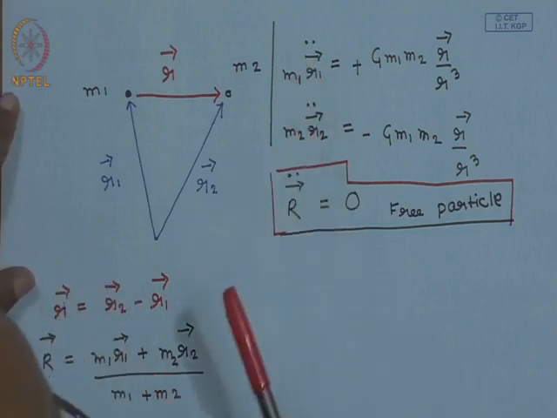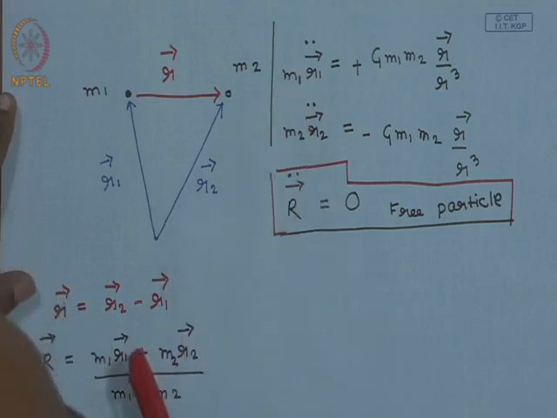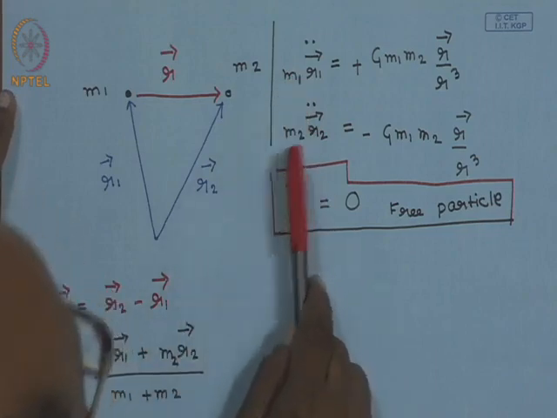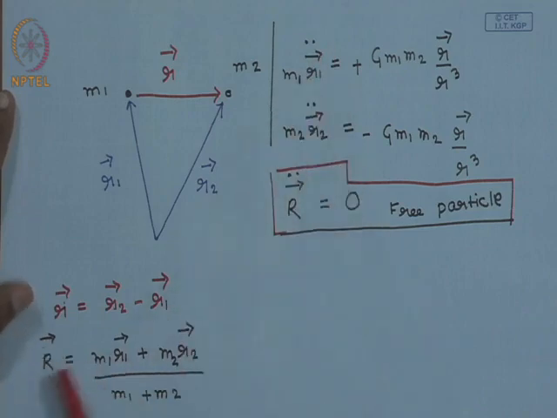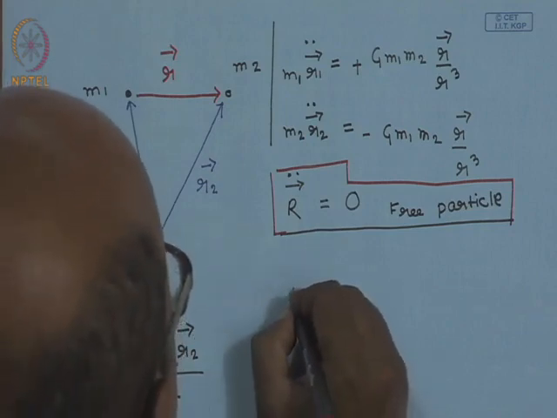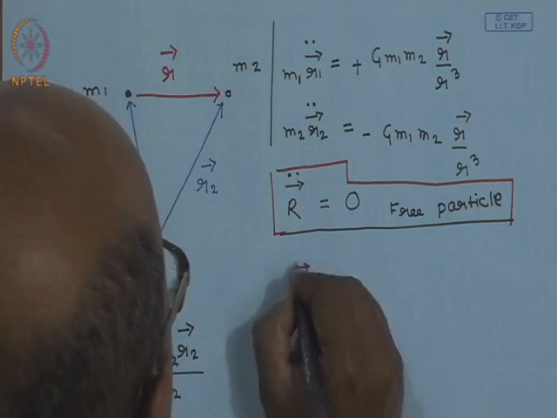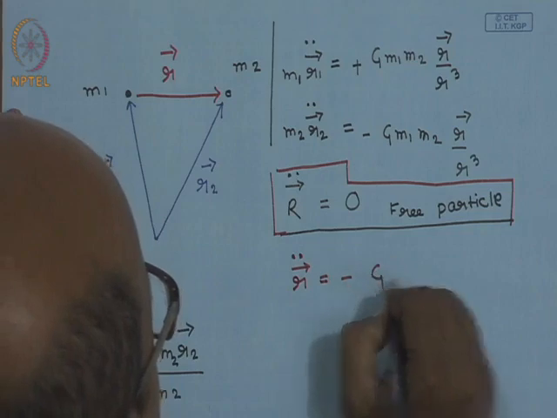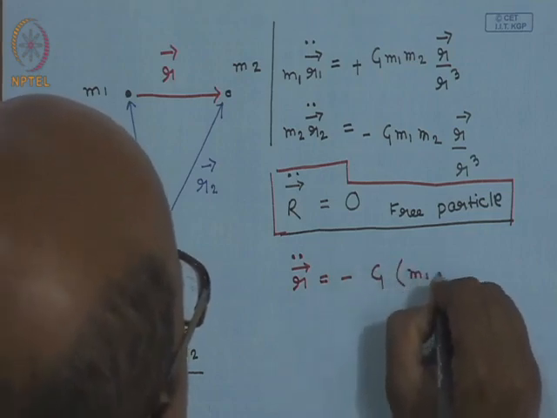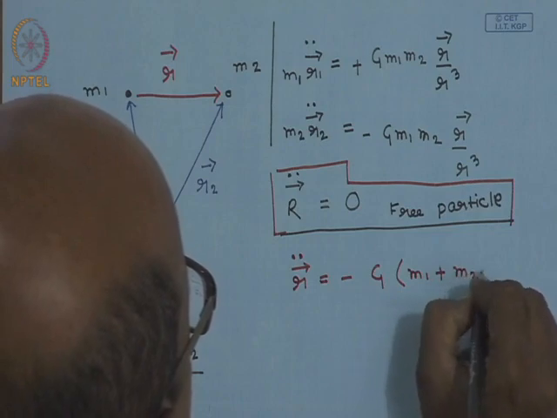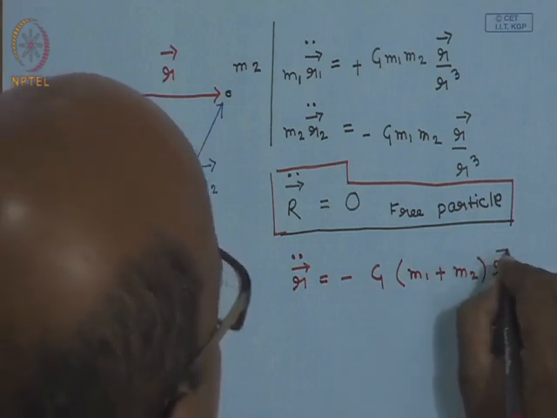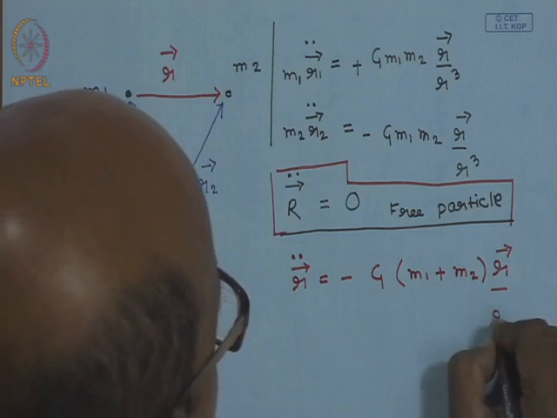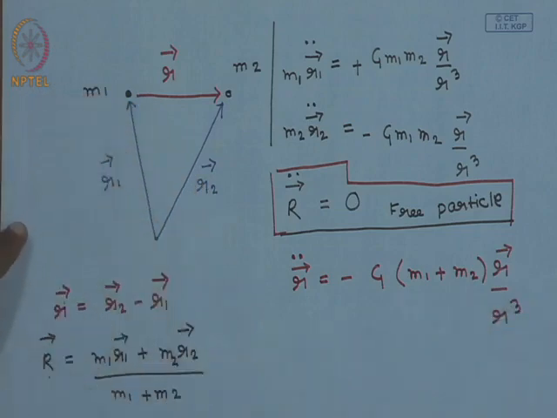So, let me remind you again what you have to do. You have to divide this equation by m1, divide this equation by m2, and then you just look at the difference of these two equations. That will give you the equation of motion for r2 minus r1. And what do you get? What you get is that r double dot is equal to minus G (m1 plus m2) r by r cube. That is what you get.